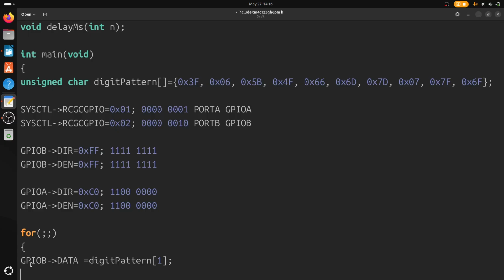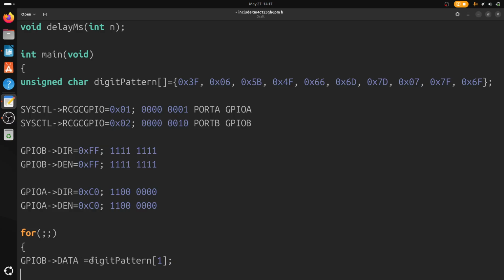Here what we are doing is in GPIO B, in port B, GPIO B means port B, we are supplying data. In port B, which pins have we chosen? We have chosen all the pins 0 to 7, right? So in pins 0 to 7 of port B, we are supplying data. And what is the data? This one is a 32-bit register that says to supply data to the pins of the particular port you have chosen.